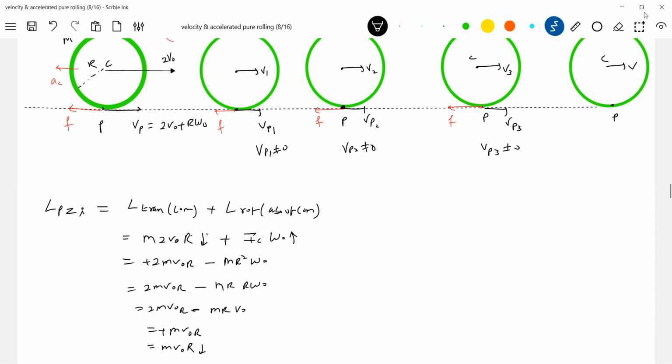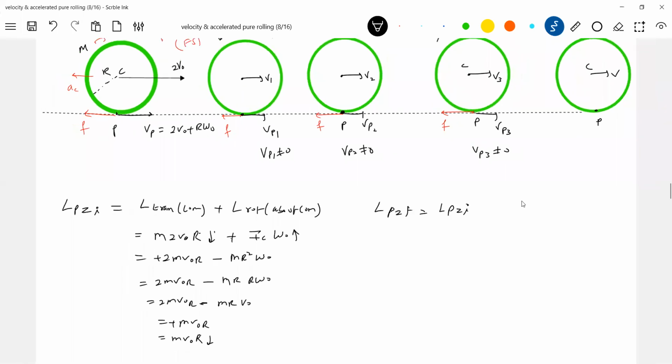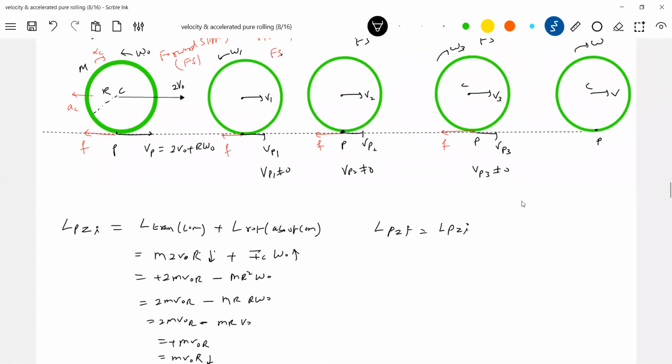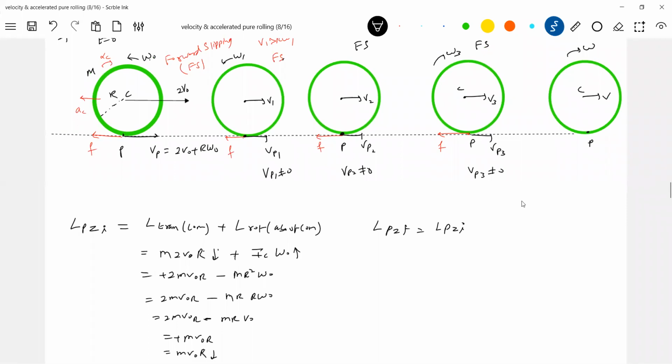Finally, this is the initial, and we know that L_PZ initial should be equal to L_PZ final. Due to conservation of angular momentum, because net torque about the axis passing through point P should be 0. So what is the initial angular momentum? We got it, M V naught R. So finally, what should happen to the rigid body? It should attain pure rolling with angular momentum clockwise. I think what I assumed is correct.